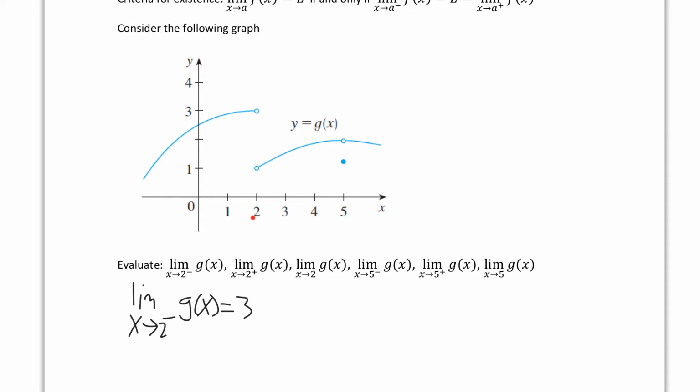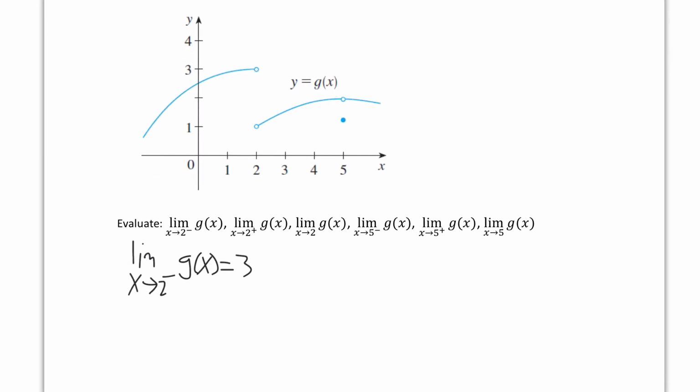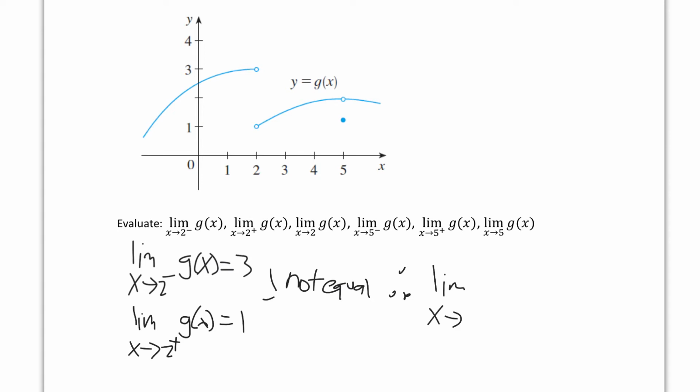How about as we approach 2 from the right? So as we go from the right, it appears like the y values are approaching 1. So we could underneath write this as the limit as x approaches 2 from the right of g of x equals 1. But if you notice, these are not equal. Therefore, the limit as x approaches 2 overall of g of x does not exist. Let's try over at 5.